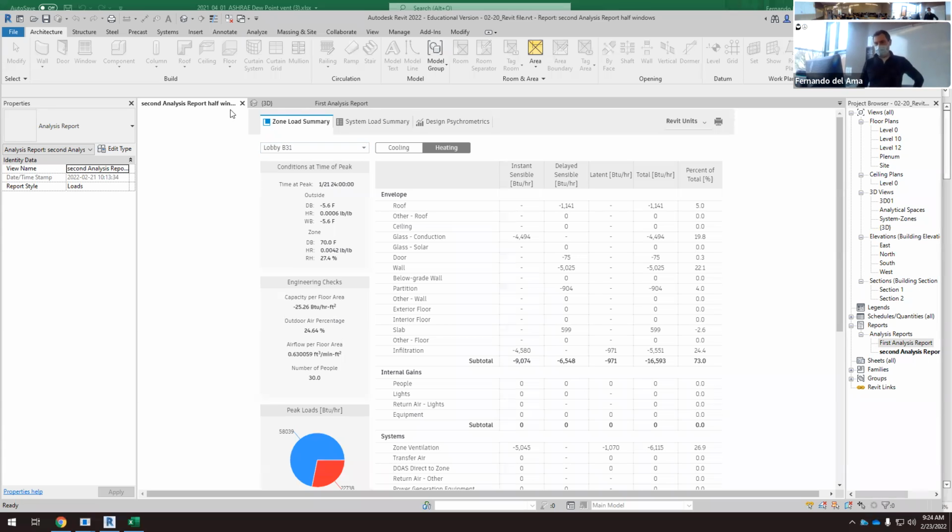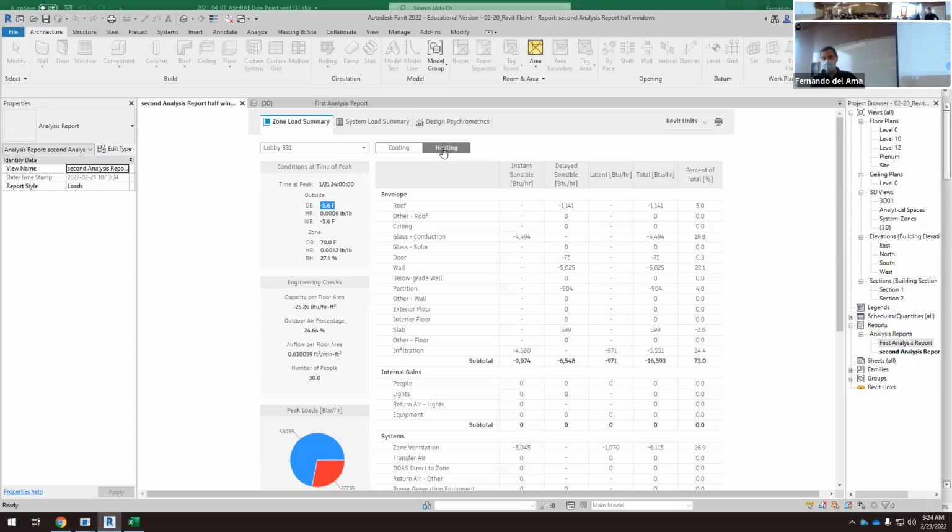Okay, so we have this report in Revit. Remember that we are working with the heating option, and here we have the conditions that Revit has used. Here we have the dry bulb temperature, negative 5.6 Fahrenheit. It makes sense that if we are calculating the heating loads, it has to be on the coldest day.